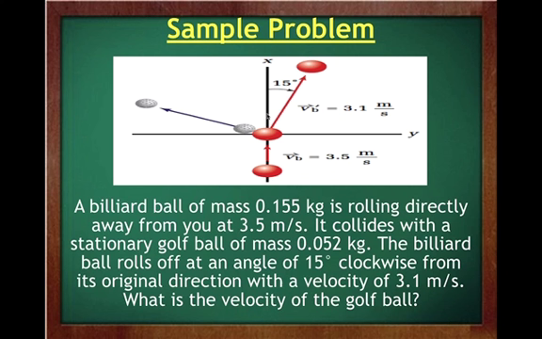Okay, so the original direction was going straight this way, straight up. If we rotate 15 degrees clockwise, it's now going this way, and that speed is now 3.1 meters per second. So we do see that it has definitely lost some speed, right? It's lost some momentum because some of it's been given over here, because now the golf ball has picked up speed and is moving from its stationary point, okay?